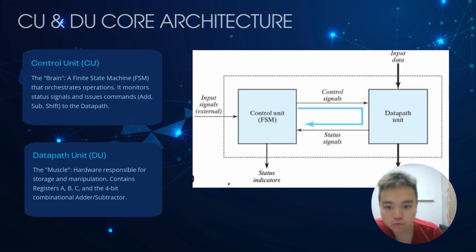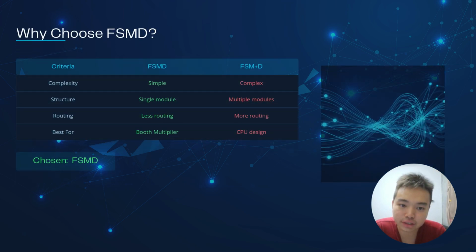That is the DU. Here is why we state that we use FSMD, not FSM plus D. FSM plus D is much more complex, and the structure of FSMD is very simple as everything is implemented inside the same code. FSM plus D is much harder, and FSMD needs less routing, which is best for this multiplier. FSM plus D is better for CPU design. As our topic is quite easy, we choose FSMD.